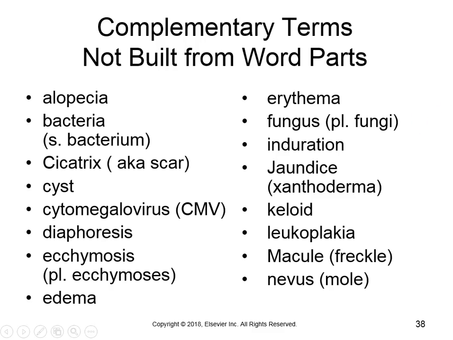Okay, we are now to the words that are not from word parts. First we have alopecia, which is a condition of loss of hair. So if you've ever seen anyone that doesn't have any hair, including on their scalp and their eyebrows, then they have alopecia. Bacteria, you can figure that one out. A fancy word for a scar is called a cicatrix. Sounds kind of cool, but it is what it is. Like all not from word parts, you just kind of have to memorize the word. Sometimes it sounds like what it is, and sometimes it doesn't.